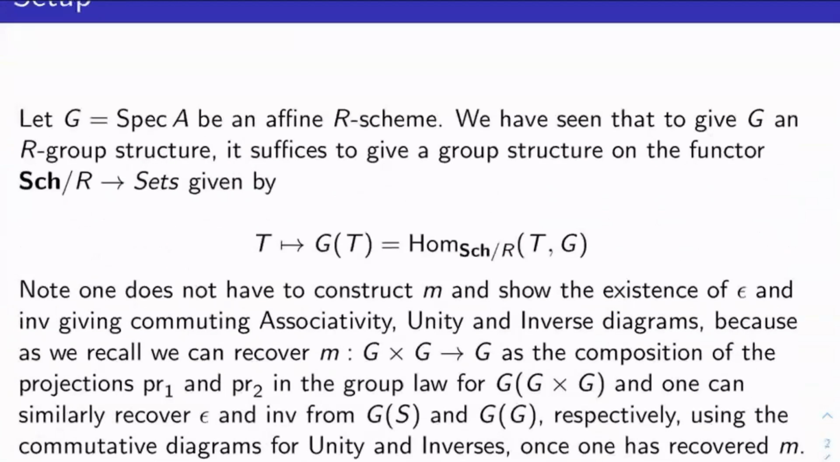Okay, so the setup is that G equals Spec A will be an affine R-scheme, where R is some ring. We've seen that to give G an R-group structure, it suffices to give a group structure on the functor from schemes over R to sets given by sending T to the T-valued points of G(T), which, remember, is the R-scheme morphisms from T to G.